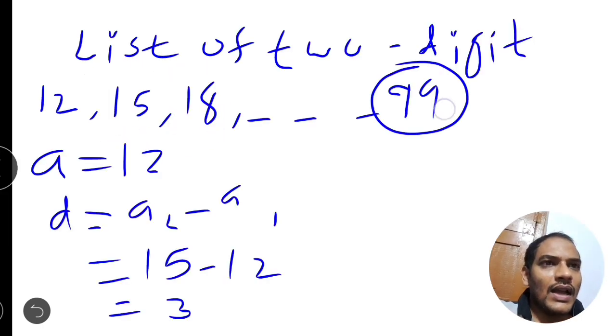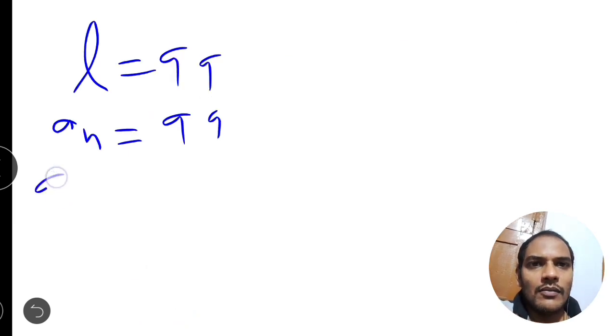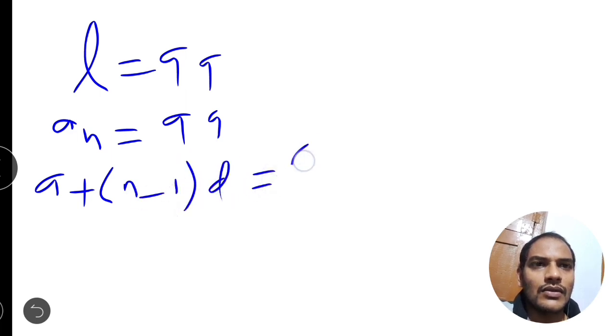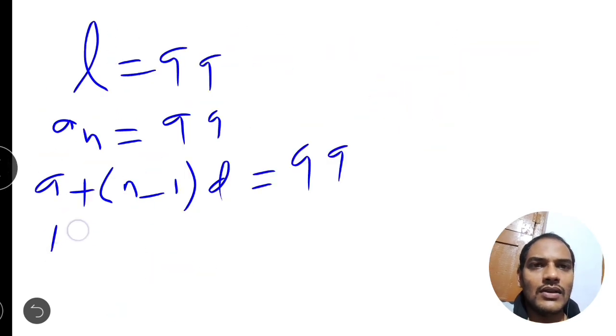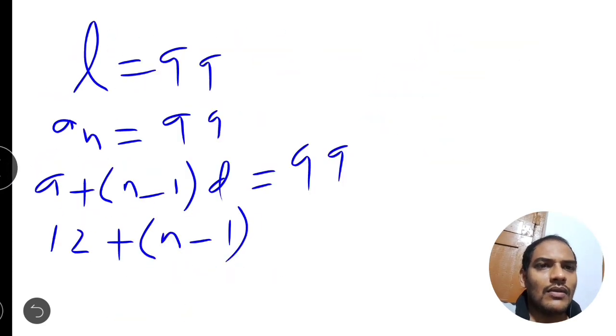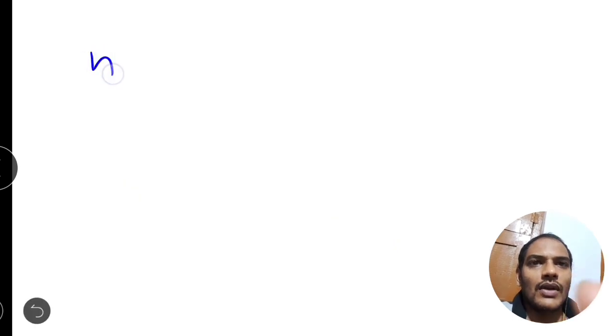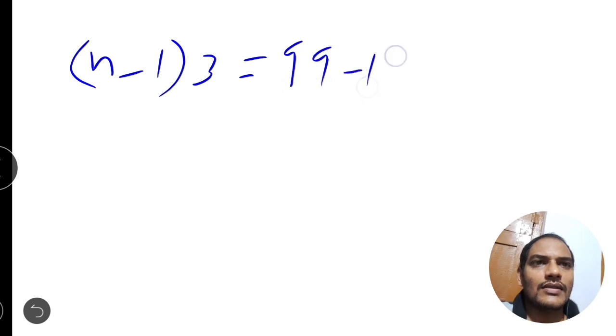If we know which term 99 is, then we can say the number of 2-digit numbers in the list. So A plus n minus 1 into D equals 99. The A value is 12 and the D value is 3. So 12 plus n minus 1 into 3 equals 99. So n minus 1 into 3 equals 99 minus 12.